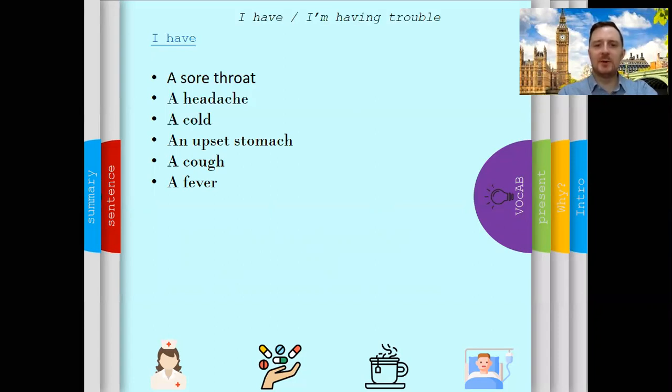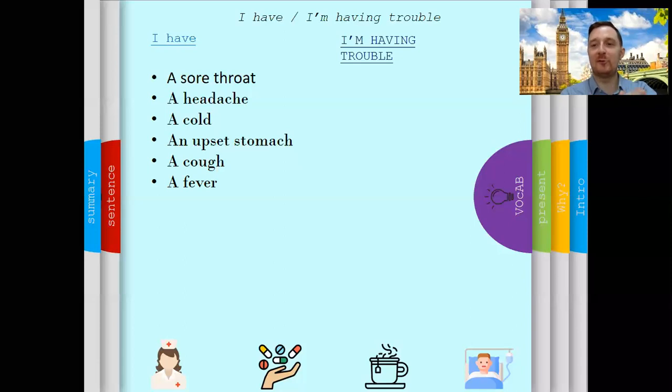Okay, so this is, remember, option 1. I have plus noun. So we can say I have a sore throat. I have a fever. I have a cough. Okay, and the next option was I'm having trouble. I'm having trouble. Remember, with this one, we need to use verb ing.